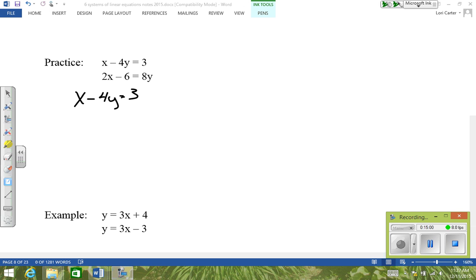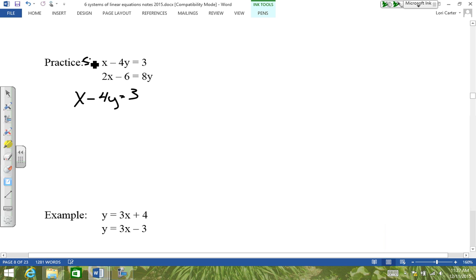Which one's the easy one? The first one, we picked the first one to solve. So what does that mean I do to the second one? I plug into this one. When I'm doing this, what variable did you solve for? X. Sorry, so x equals 4y plus 3.